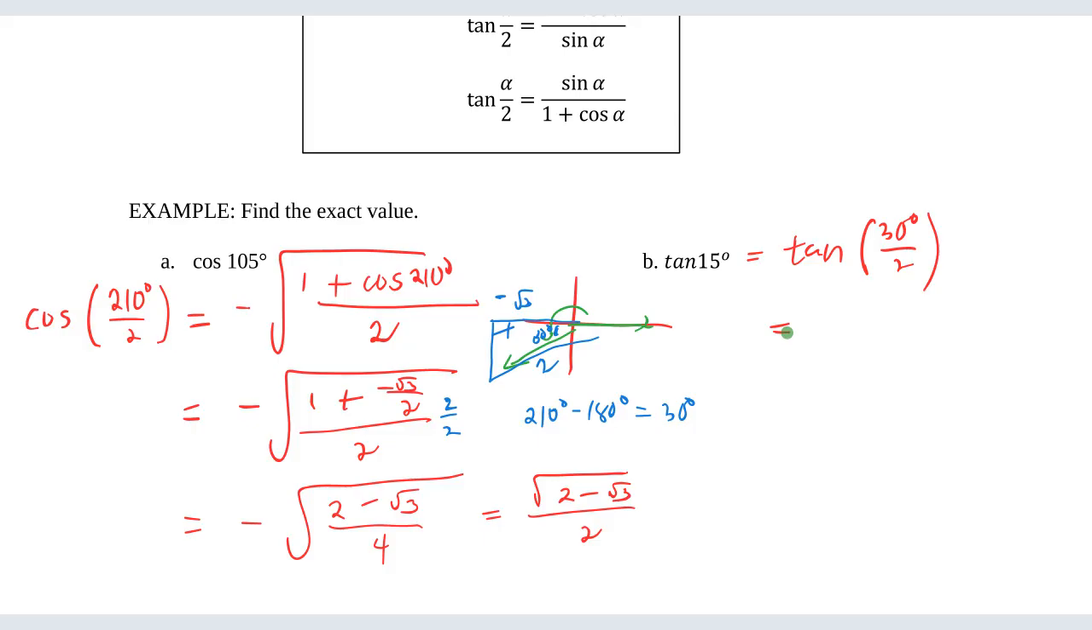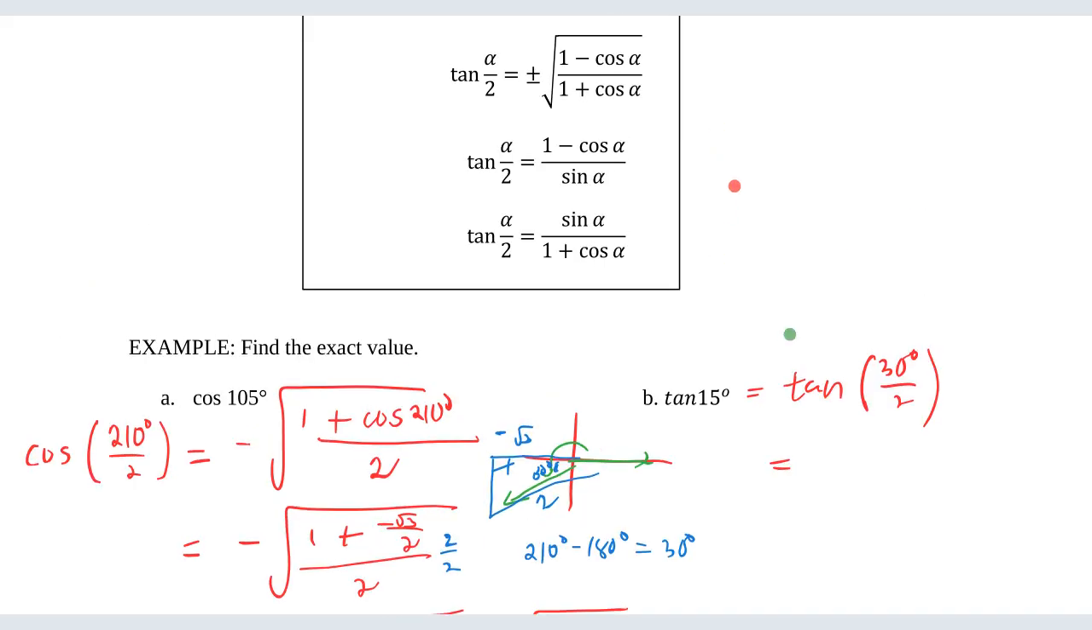So now I can use this formula for tangent half angle, which is again the sine. Let me just go ahead. I think we have more formulas out here. So you can use either of these formulas. You do have there positive or negative radical 1 minus cosine over 1 plus cosine, or you can use the other formulas here. It doesn't matter anyway. In my case, let me just go ahead and use the first one here.